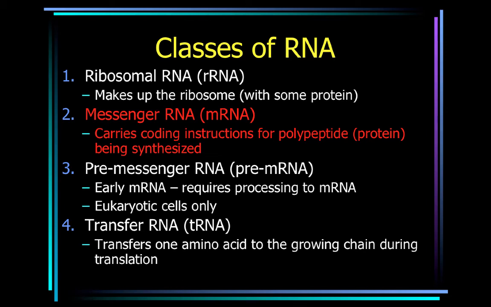And finally, the fourth one that we're going to spend a lot of time talking about in chapter 15 is transfer RNA, or tRNAs. And this transfer RNA is going to take one amino acid and bring it into the ribosome as it starts to build a polypeptide chain. So again, just know about transfer RNA, but we're going to discuss its function more in chapter 15.